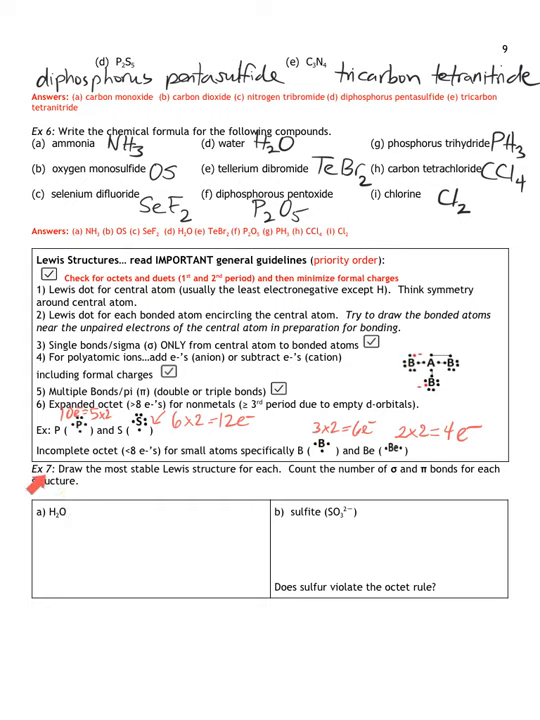All right, let's go to example 7. Draw the most stable Lewis structure for each. Count the number of sigma and pi bonds for each structure. I'll help you with that once we do this example, what pi's and what sigmas are, okay?